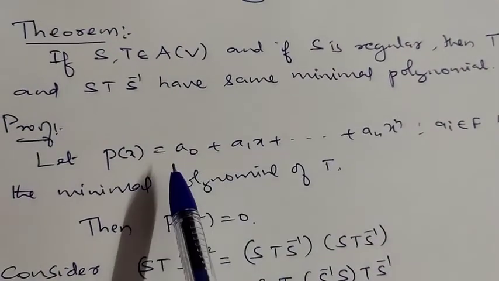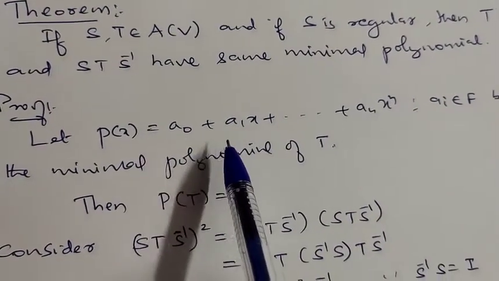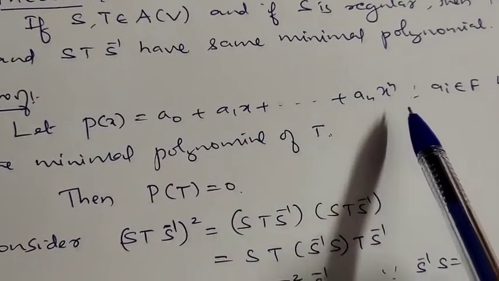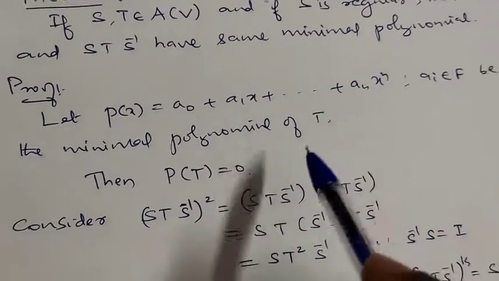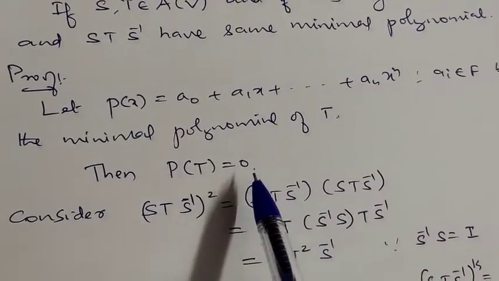Okay, so let p of x is equal to a0 plus a1 x etc., an x power of n, be the minimal polynomial of t. So then by definition what will happen? p of t is 0.